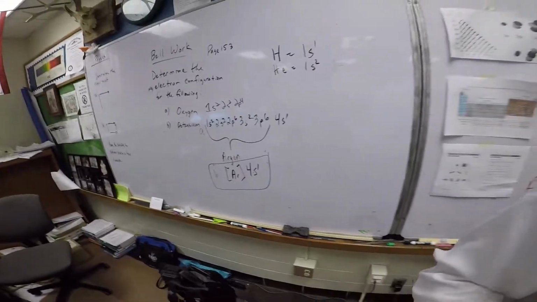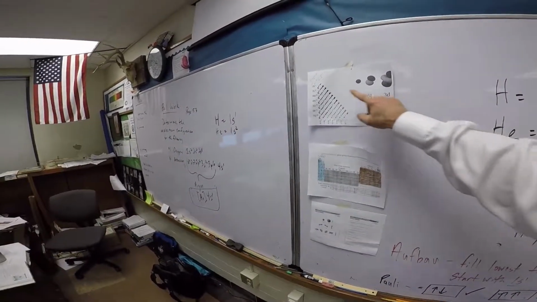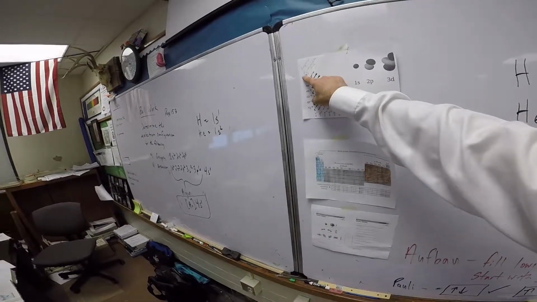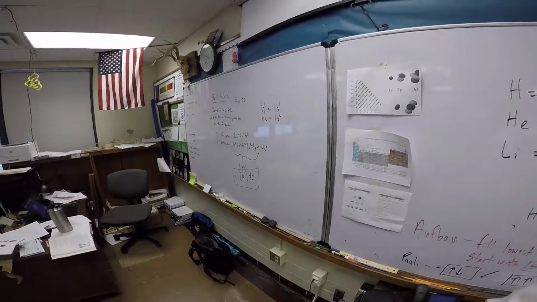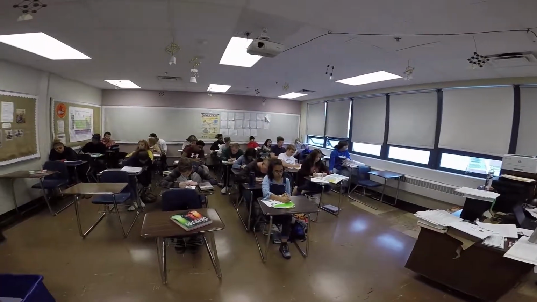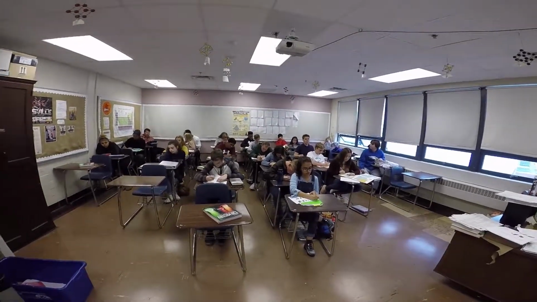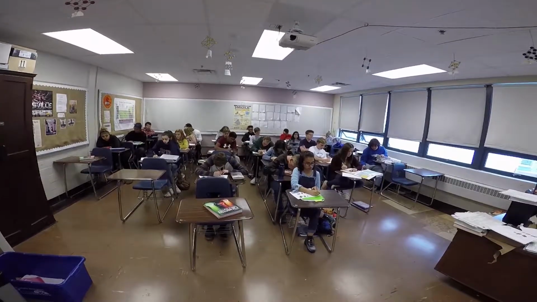Okay. Now when you came in, I gave you this sheet. And at the top of the sheet, I want you to write, next to the 1, that is the principal quantum number. How many principal quantum numbers are there on the periodic table? Freddie? How many principal quantum numbers are there on the periodic table?